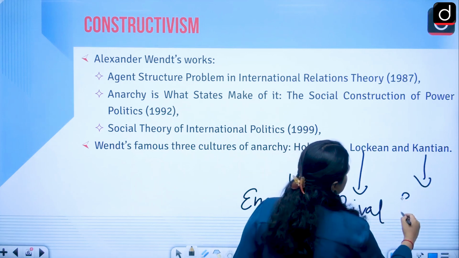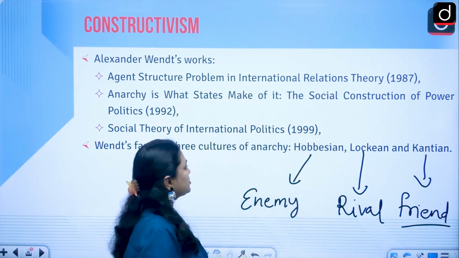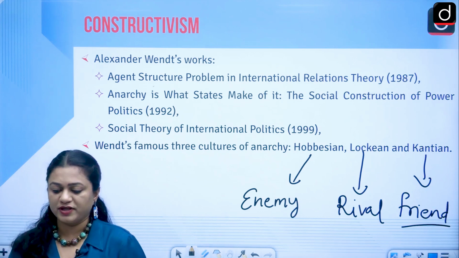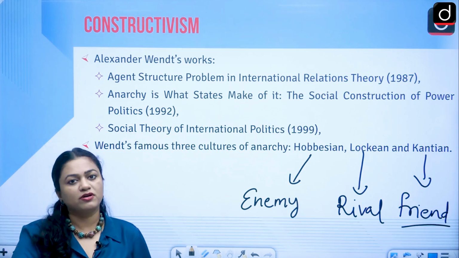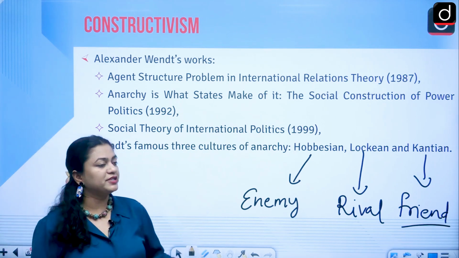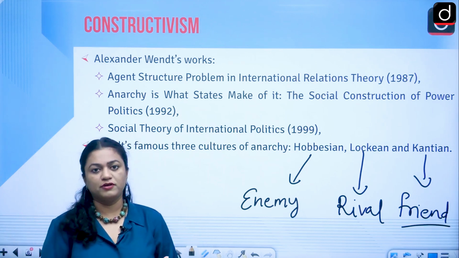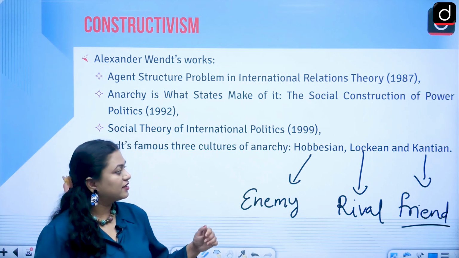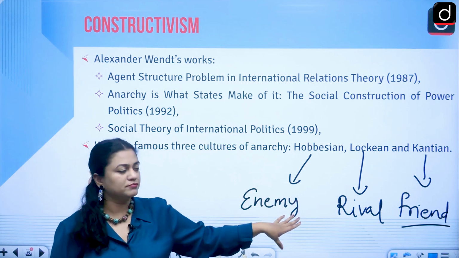And Kantian is called the friend. Now, in each of them, okay? So, according to Alexander Wendt, the three cultures of anarchy mean that the deep structure of anarchy is cultural or ideational. Under the Hobbesian structure, he creates a very pessimistic worldview, that states are always in conflict with each other. Then, we know that it's more of a zero-sum game, okay.